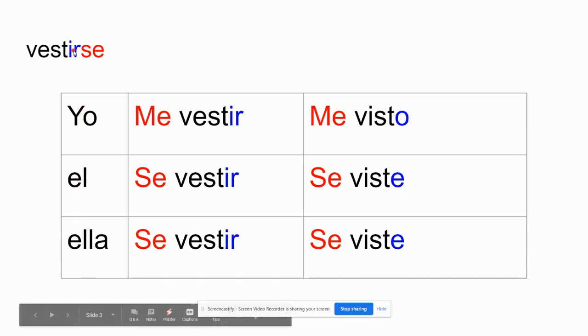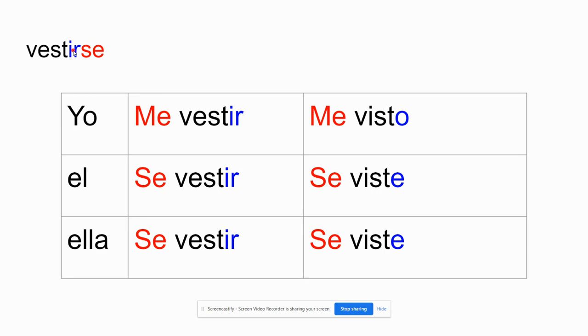Vestirse. So here we have an IR verb. Again, follow the same steps. Se comes off the verb, moves to the front. For yo, it turns into me. I'm left with an IR infinitive, so vestir. And I go to my notes on conjugating vestir, and IR comes off, and we put the O at the end. And remember, we have that little spelling change in there to make it visto versus vesto.